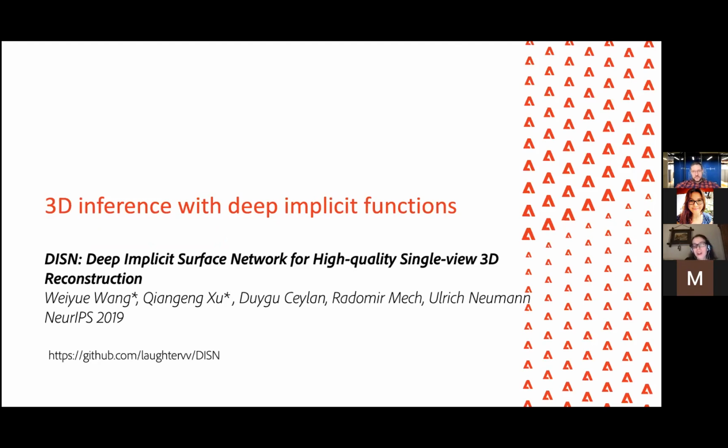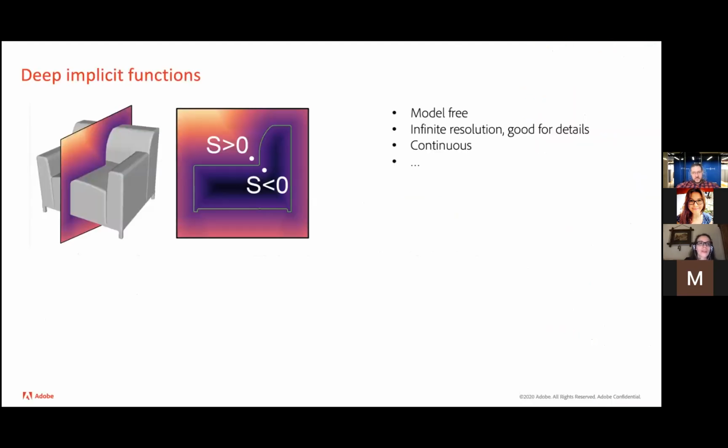Using implicit functions specifically. So what are implicit functions? Implicit functions are commonly used in computer graphics as a 3D representation. Basically, given a 3D object, you can reconstruct the surface of the object by dividing the space into two. For every point in the space, you can represent the distance of the point to the surface, and this distance can be signed: positive if it is outside the surface and negative if it is inside.